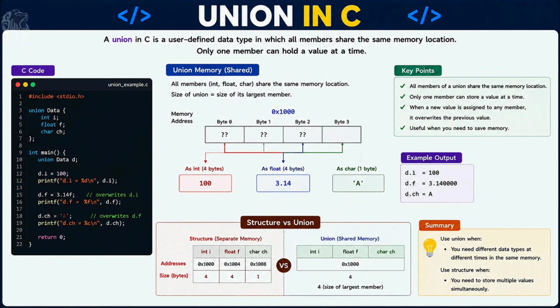19. Union. A union is similar to a structure, but its members share the same memory. union Data { int i; float f; char c; }. A union is useful when you need different ways to interpret the same storage.